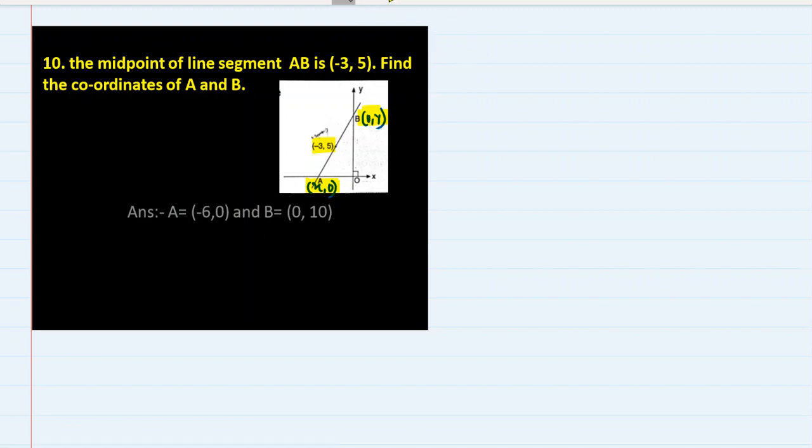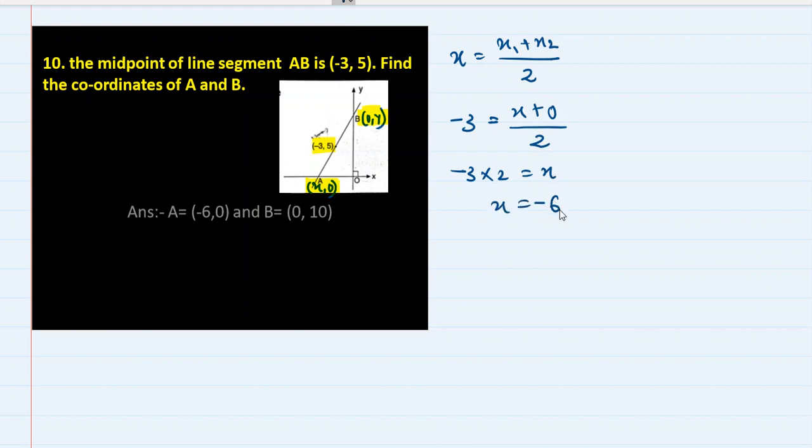So let's apply the midpoint formula. X is equal to x1 plus x2 by 2. Now what is x? X is x coordinate of the midpoint, which is minus 3. What is x1? x1 is x. What is x2? x2 is 0, by 2. So minus 3 multiplied by 2 is x. So x is equal to minus 6. So if x is minus 6, the coordinates of point A are minus 6 comma 0. We got the first coordinate.